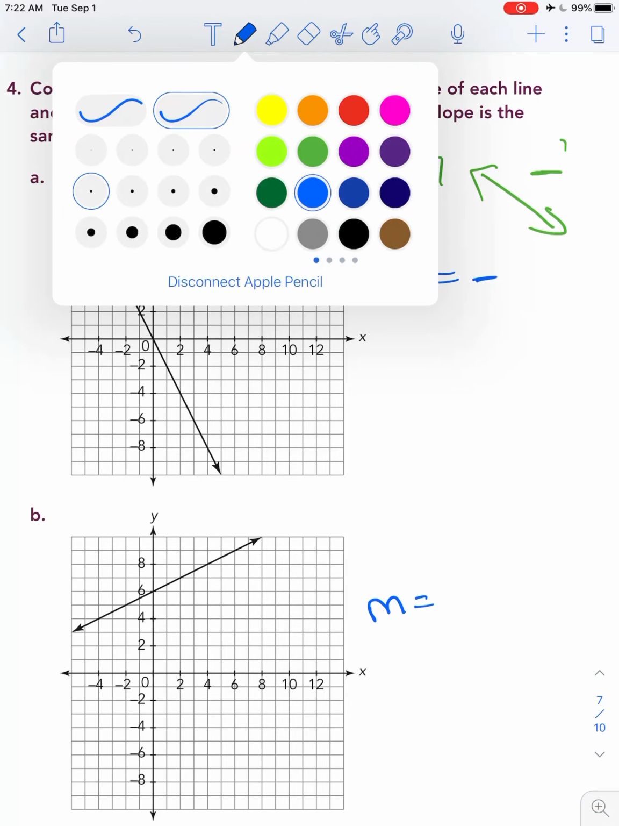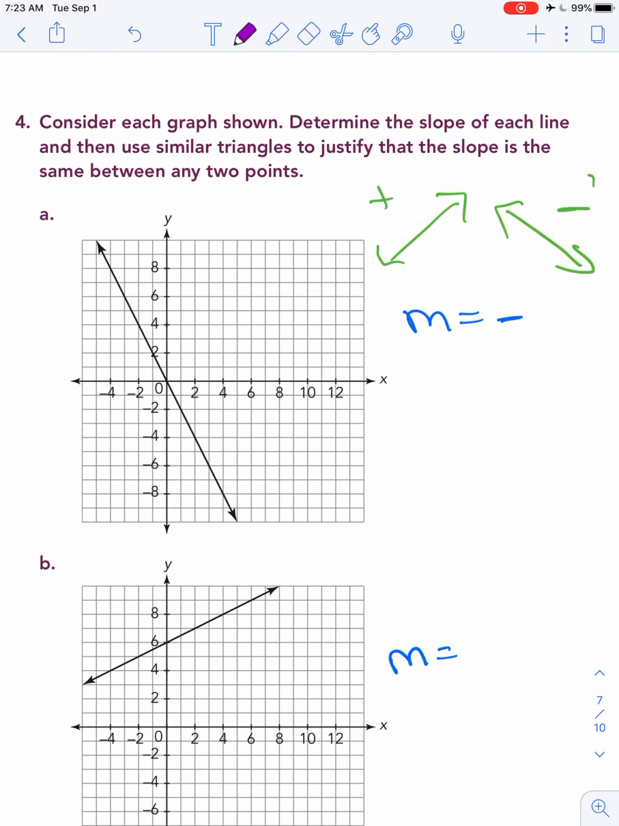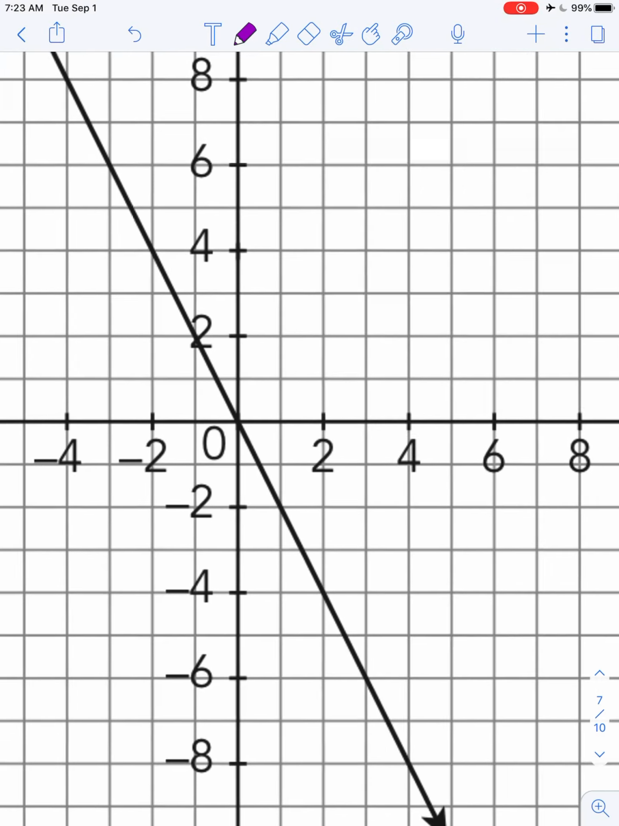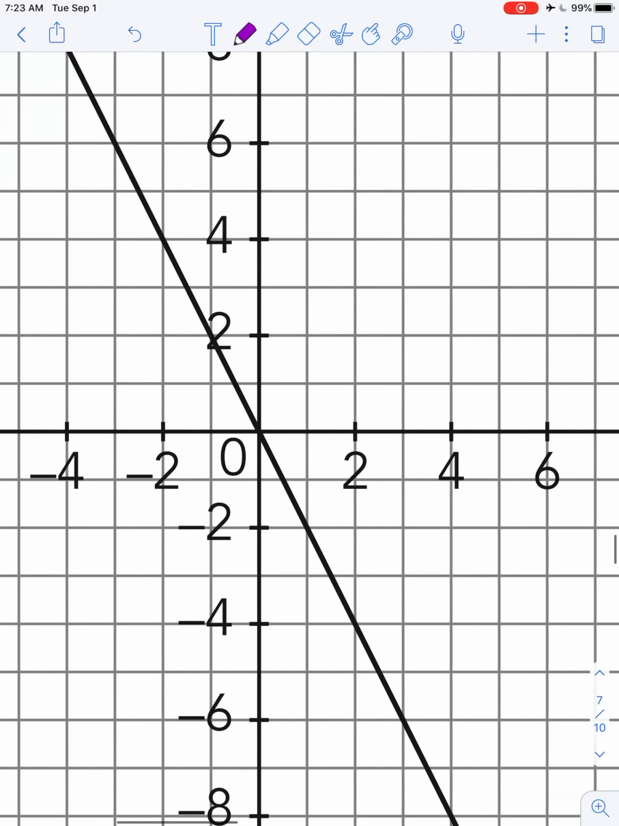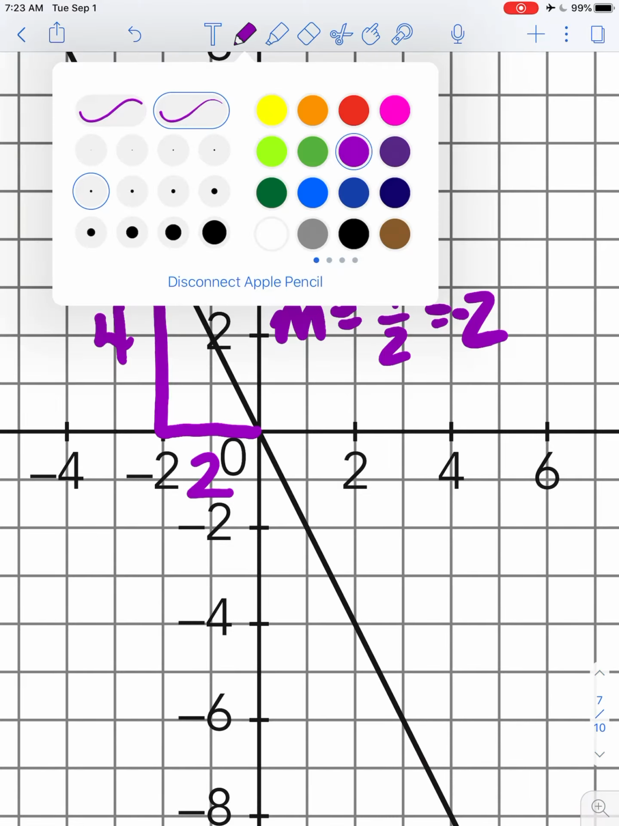So here we go. I'm going to use this color. Use similar triangles. I'm going to draw a triangle here. I went up 1, 2, 3, 4. I went over 2. So using this 4/2, that tells me the slope is going to be 2. How about negative? Isn't it supposed to be negative? It's going in the negative direction.